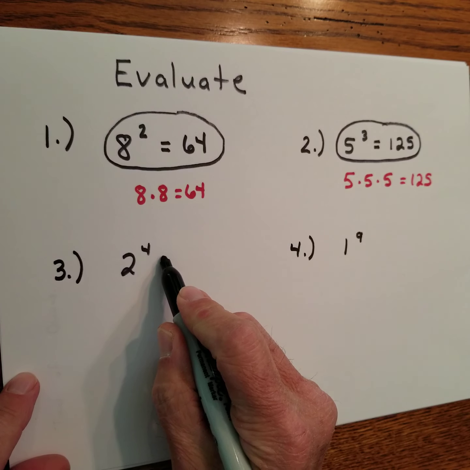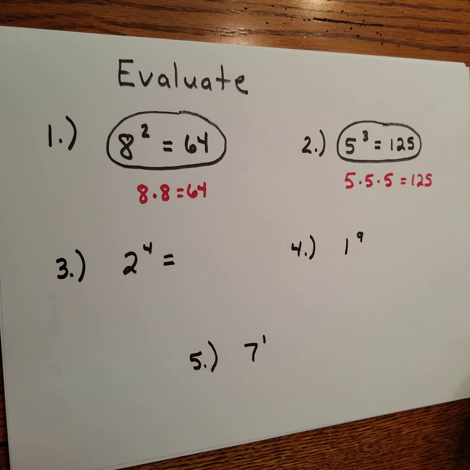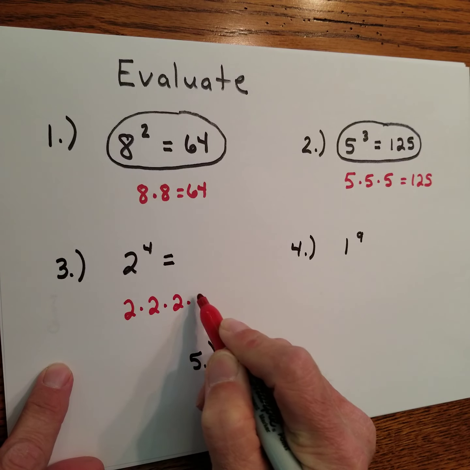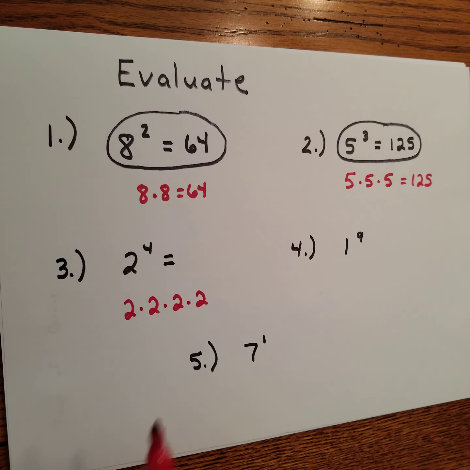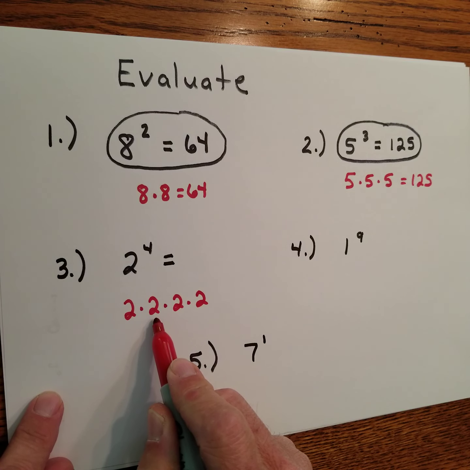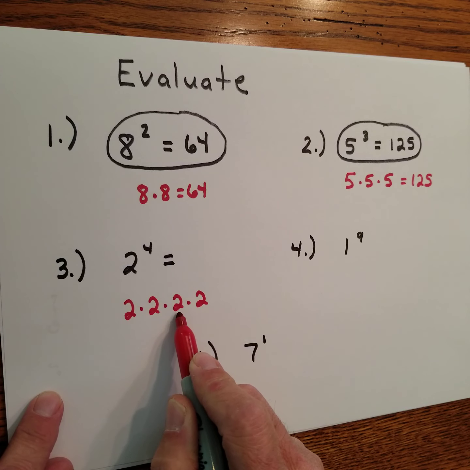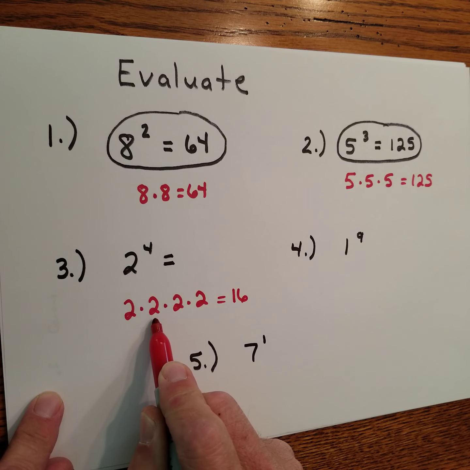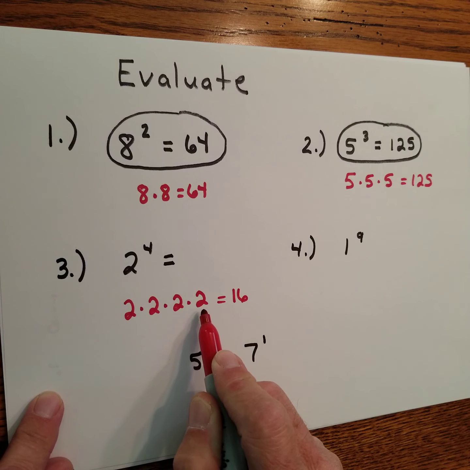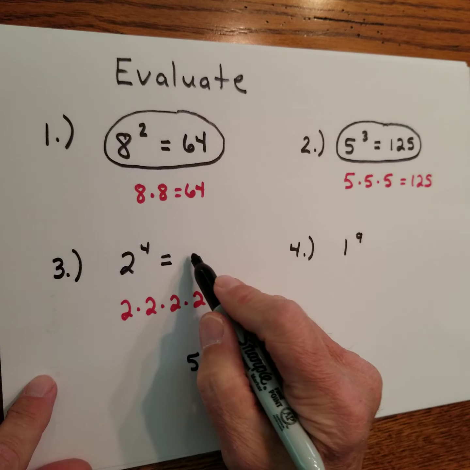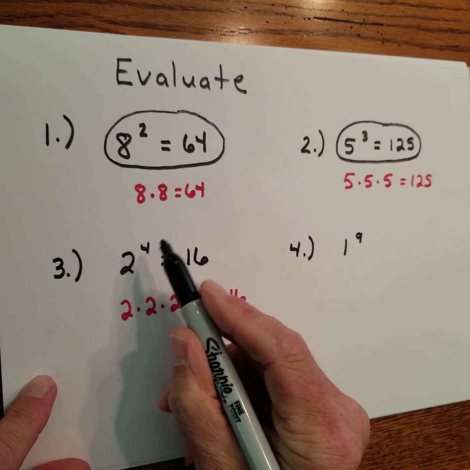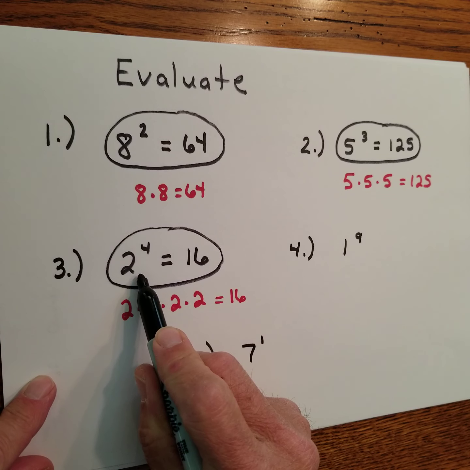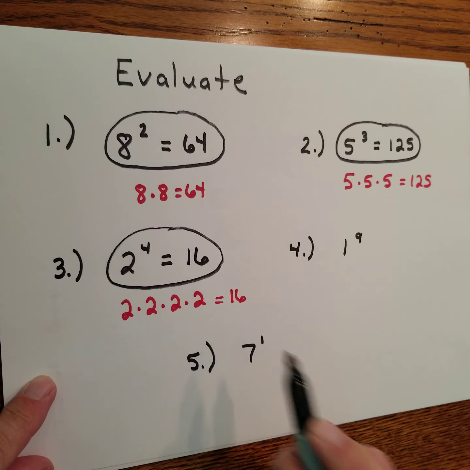2 to the 4th power. Now let's be careful. That means take 2 and multiply it times itself 4 times. 2 times 2 is 4. Times 2 is 8. Times 2 is 16. Did I do that right? 2 times 2 is 4. Times 2 is 8. Times 2 is 16. 2 to the 4th is 16. When you turn your homework in, here's the way I want it to look. Put the problem, the answer, this part you can do in your head.